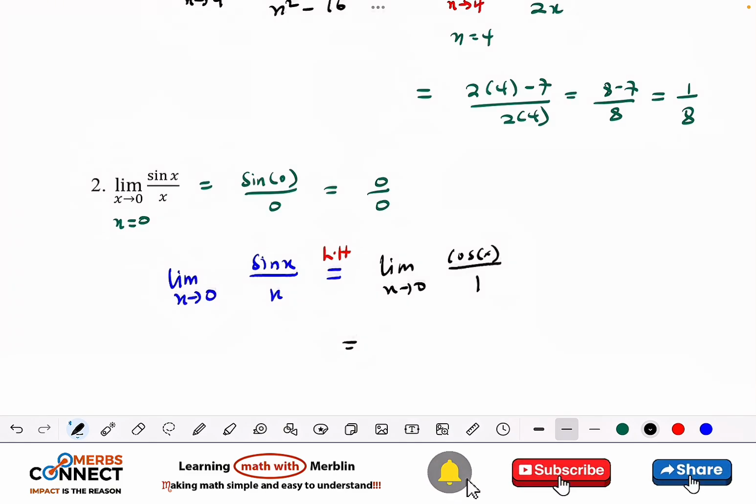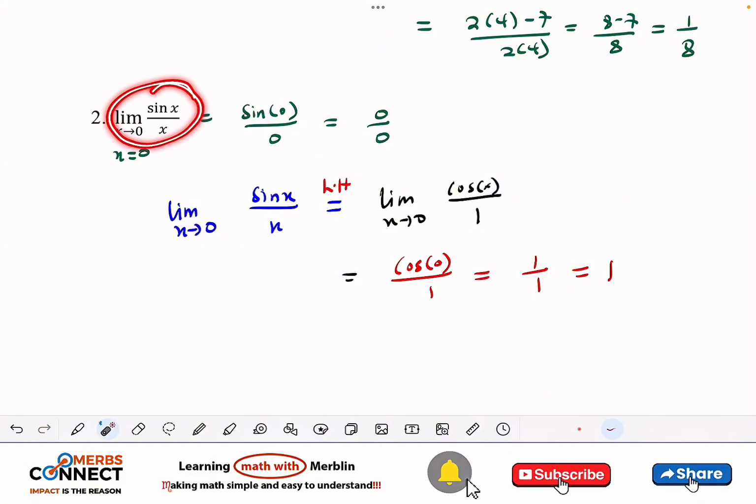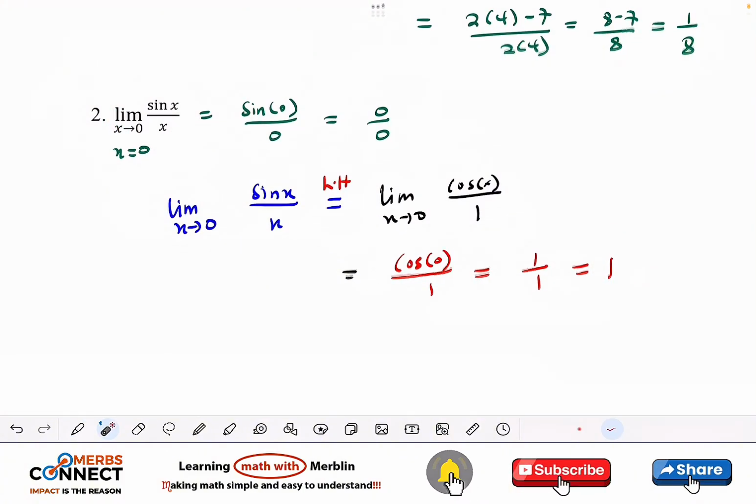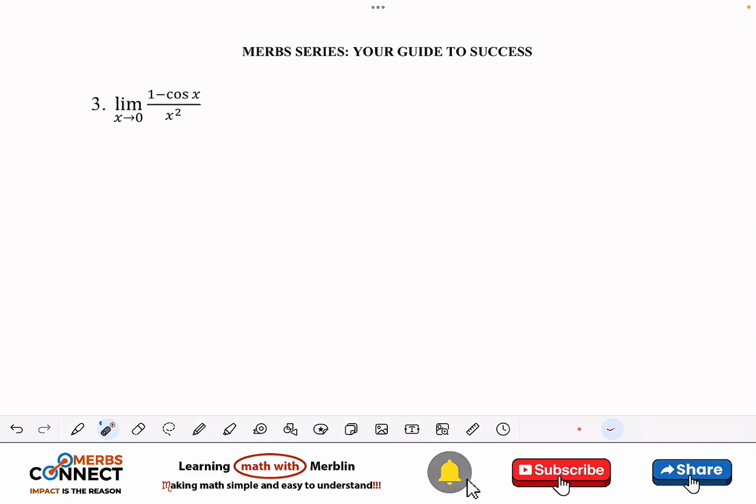So what I need to do now, as soon as I'm done with the first derivative, is plug them in and see if it is going to work out. So x going to 0, cos 0 divided by 1. Cos 0 is 1, divided by 1, and this is 1. And indeed, we saw that this is supposed to be giving us 1. So that is how L'Hopital's rule works. Let's take more examples here too. We see the same thing for this one.